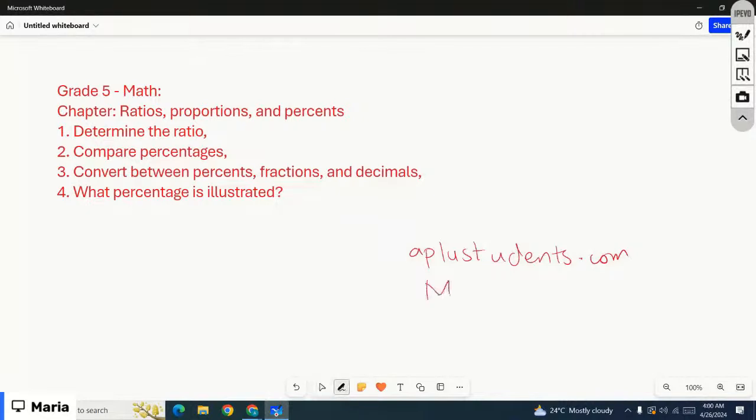Then you have to select math from the subject tab. Scroll down to grade 5 and then click on view all lessons. So there you can find a list of the chapters.